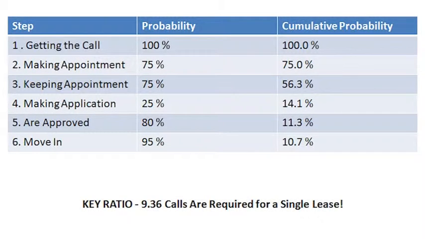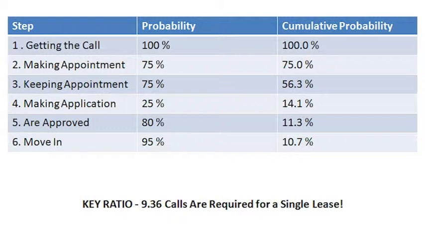So we'll start at step 1. You're getting your calls. Your probability is 100%. Well, let's say that you have a success ratio of 75%. Now your cumulative probability is 75. Let's say only 75% of people who make appointments show up. So now you're down to 56%. Let's say a quarter make applications. Now you're down to 14%.